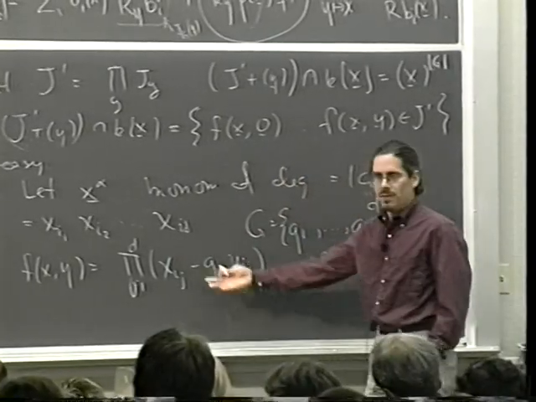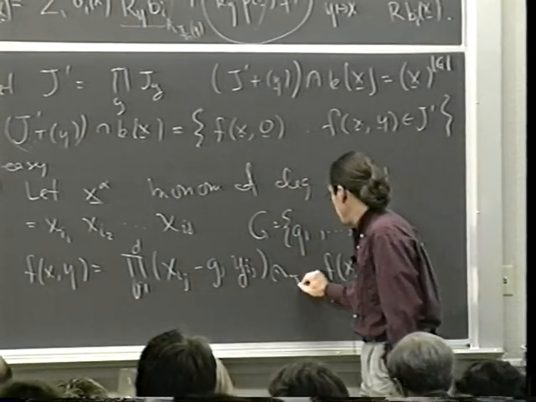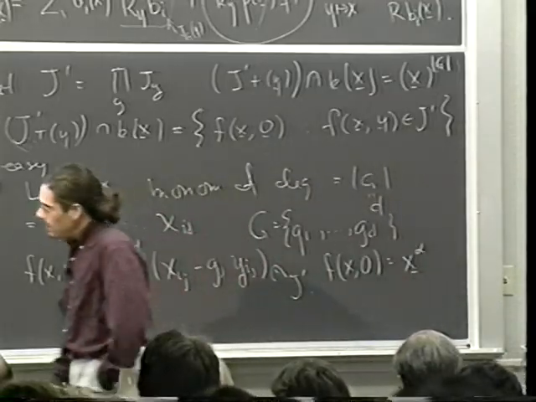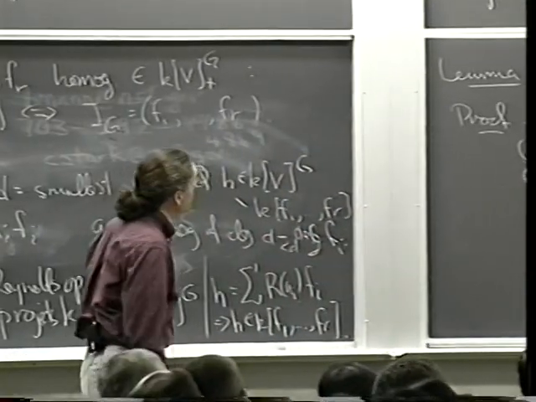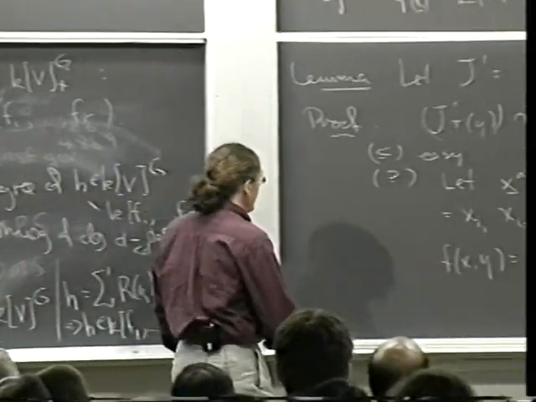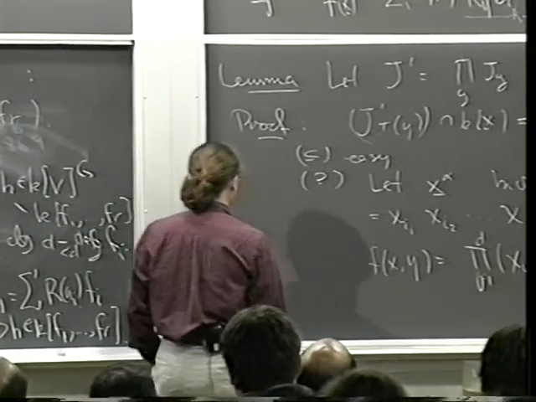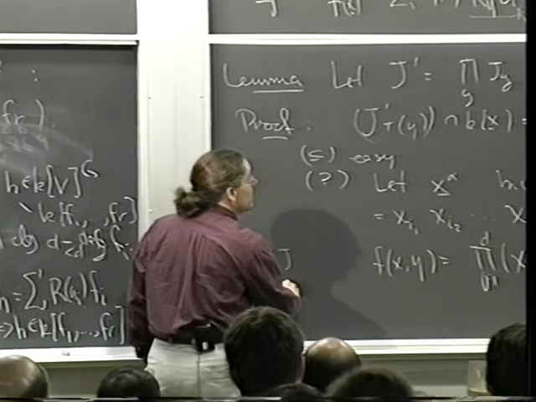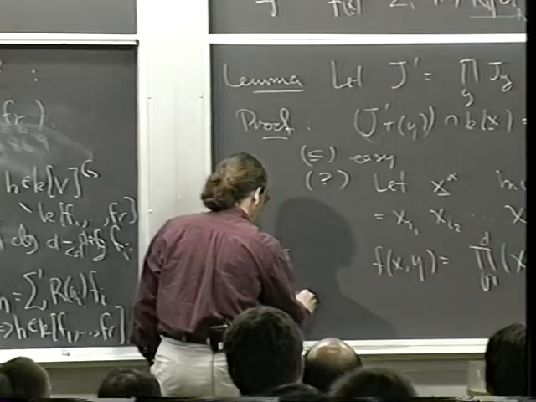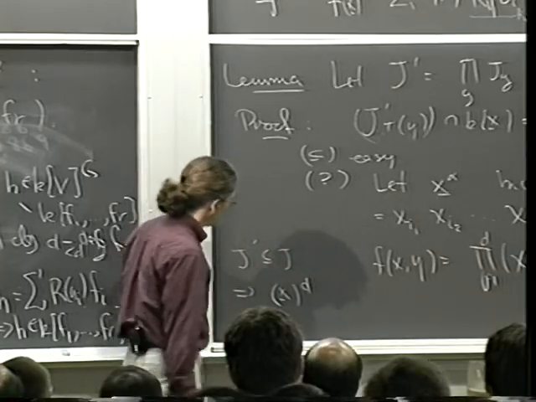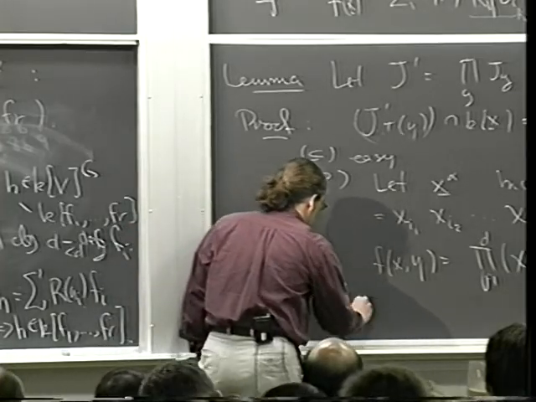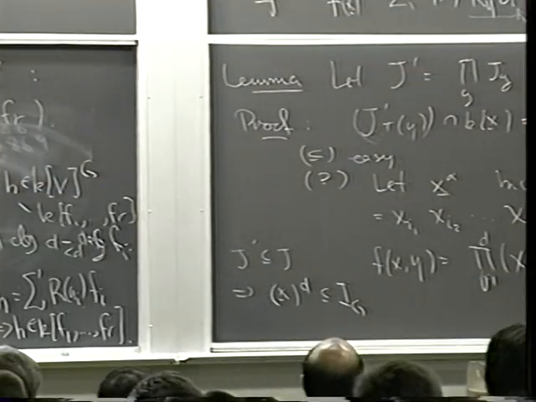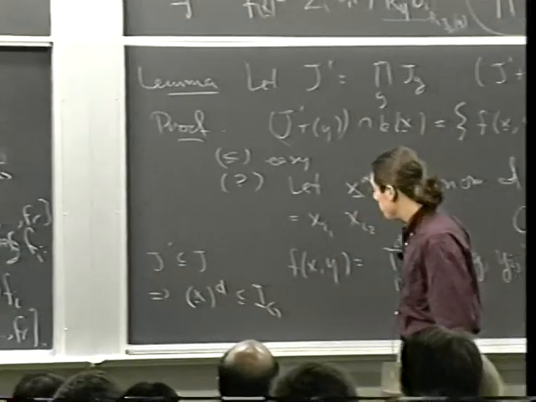So this product is in J prime. All right. And if you put these together, you get a nice proof of Noether's theorem, right? Because this shows that J prime is certainly contained in J. This shows that the dth power of the maximal homogeneous ideal is contained in this I sub G, right? And that in particular implies that I_G is certainly generated by its elements of degree at most d.